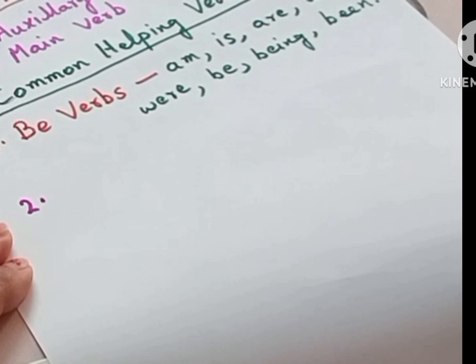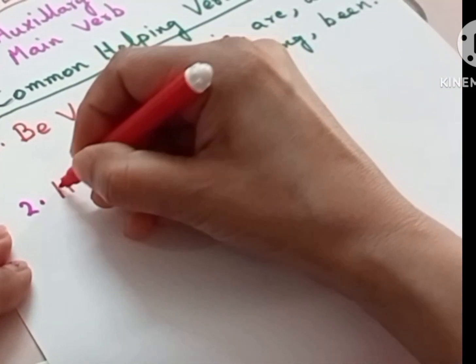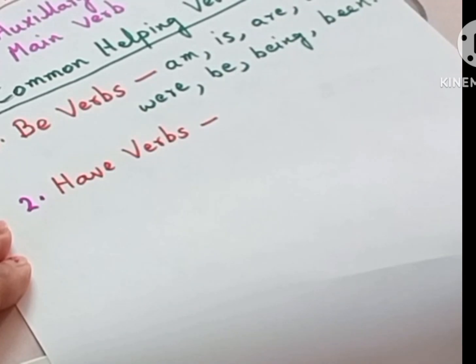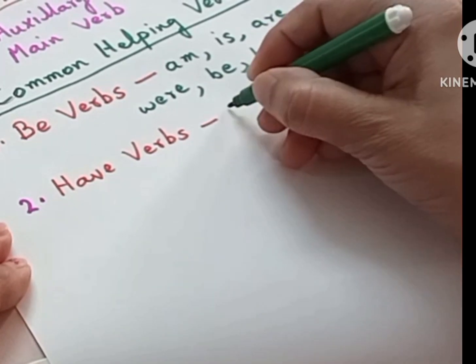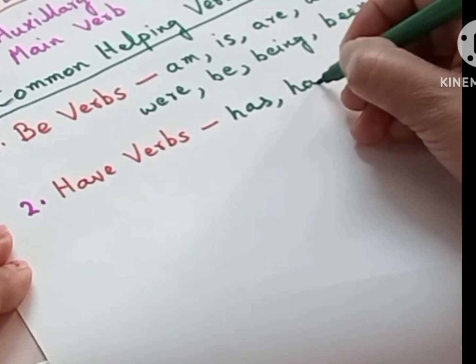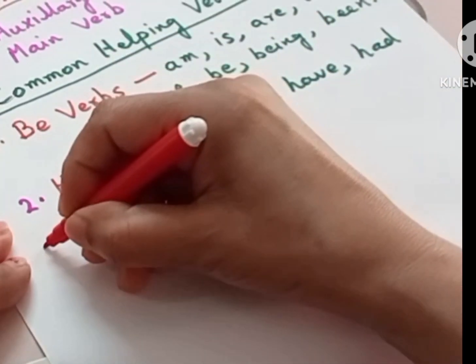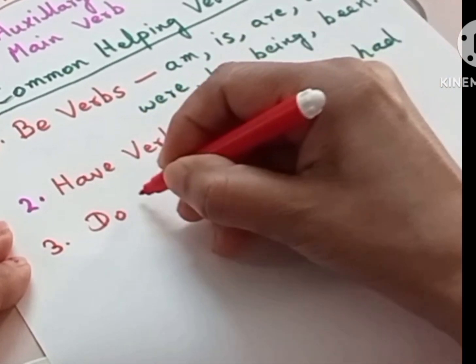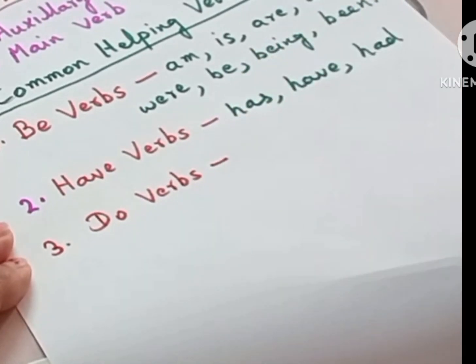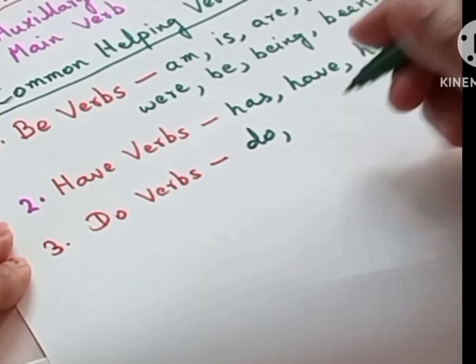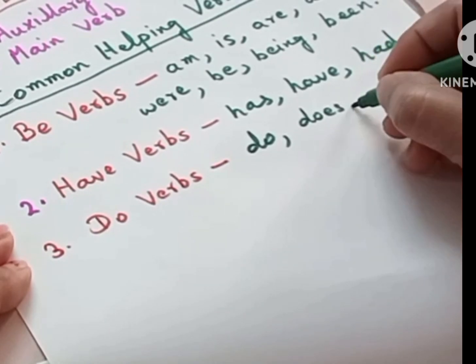Second one is have verbs. And they are has, have and had. Third one is do verbs. They are do, does and did.